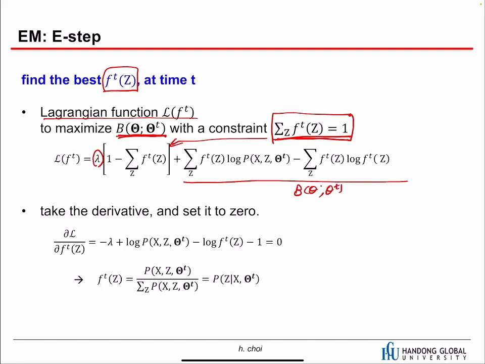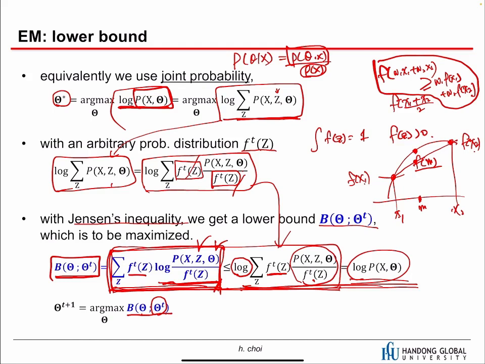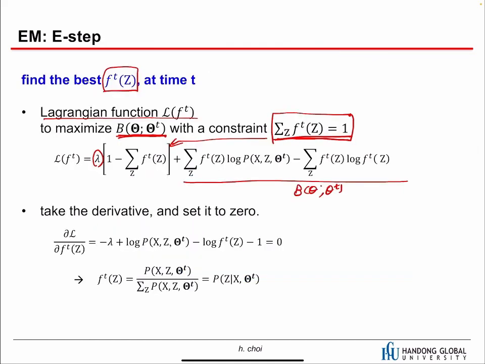Let's go back to the previous. So we have this one minus this one. This is what it is. This one is our lower bound, and this one is the constraint. So the next step is quite straightforward: take the derivative and set it to 0.